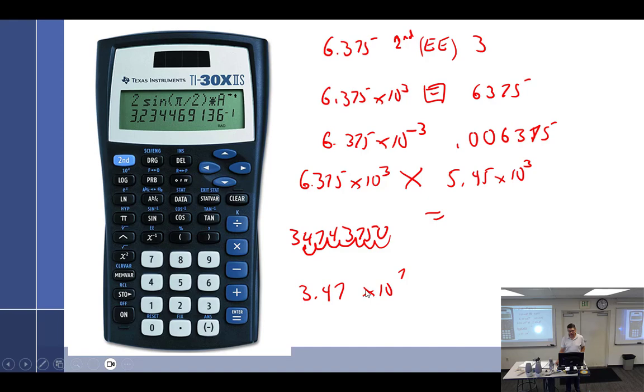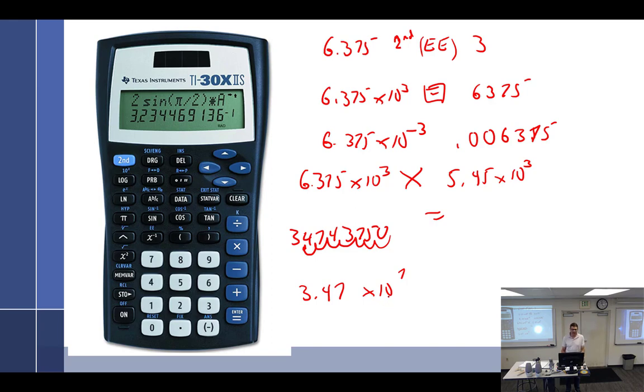Can you go over the fourth one again? The fourth one again? 6.375 times 3 times. This one right here? Yeah. How did I do that, on the calculator? Sure. I'm going to go slower and start there. So 6.375. Got that? Yeah. Then the second key, then the EE key, then 3. Then times 5.45, second key, EE, 3, then equals. 3.74, 3.75, and then I just counted, and there we are right there.